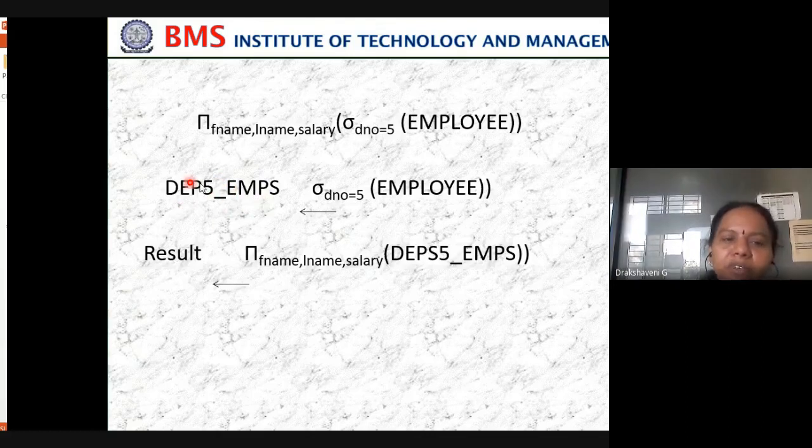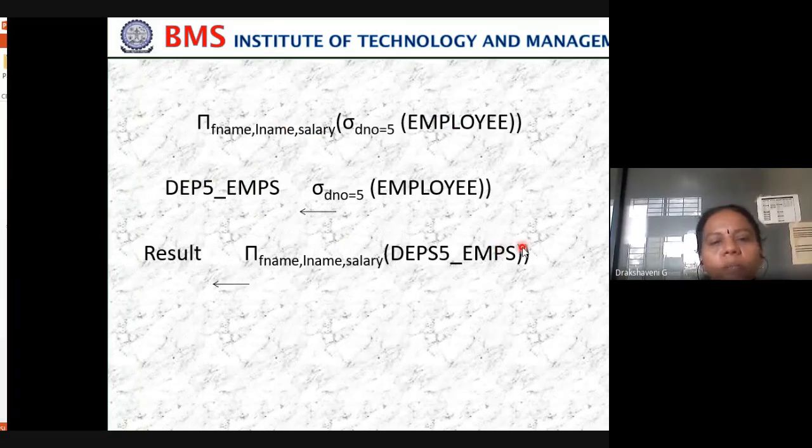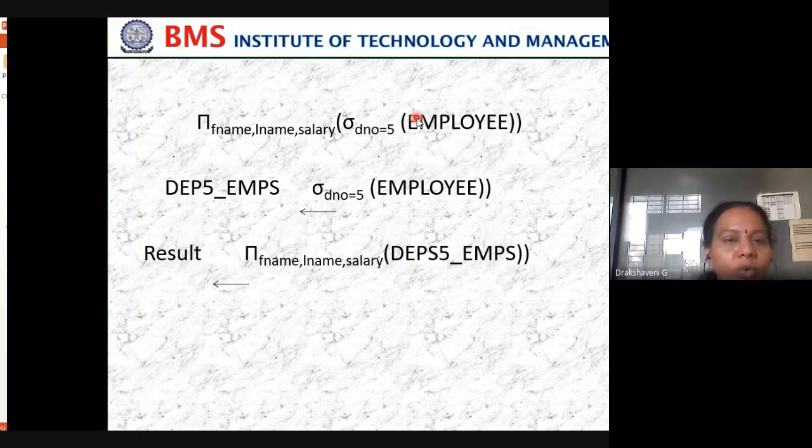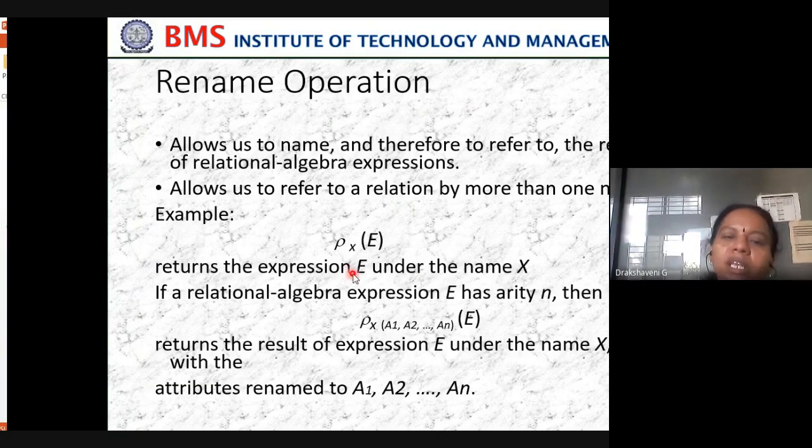Intermediate for some purpose we have used. So that's how we are using a rename operator. And this is what is called a sequence of operations. You can do the sequence in one single line, or you can split and do one operation at one time, another operation another time. Either you can do it step by step or you can combine and do it in one single form. It's left to us how we do it. The rename operator is represented as a rho.